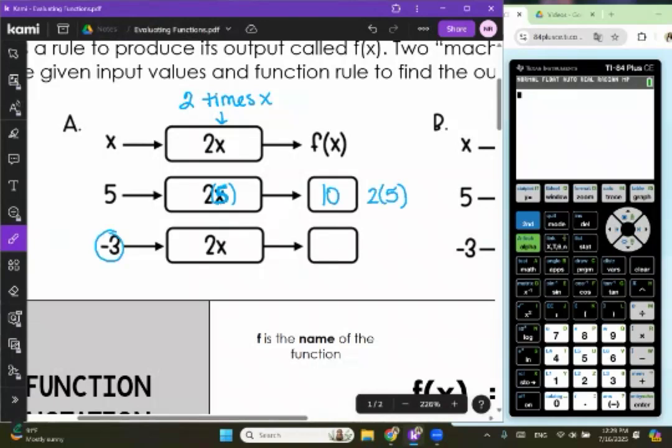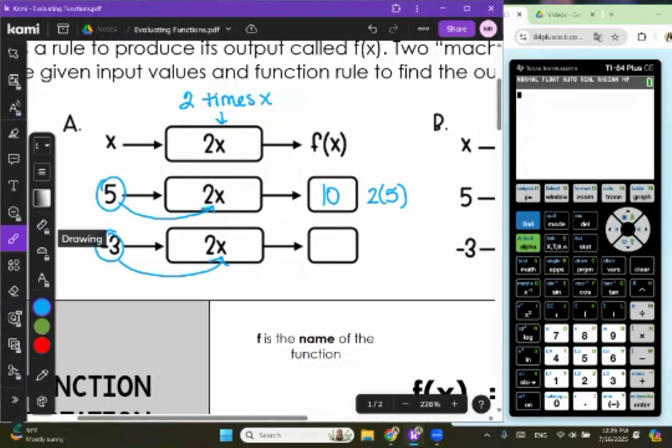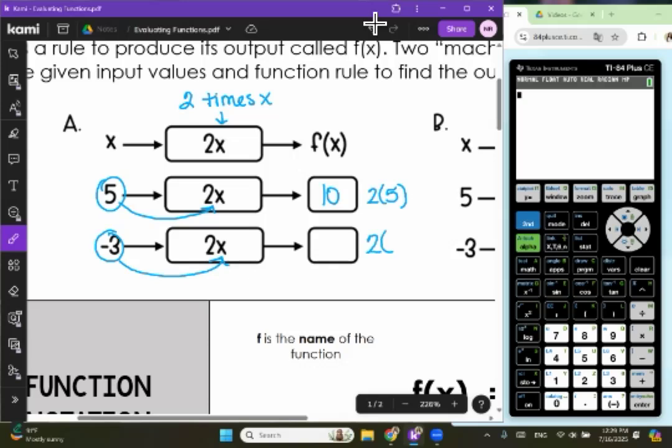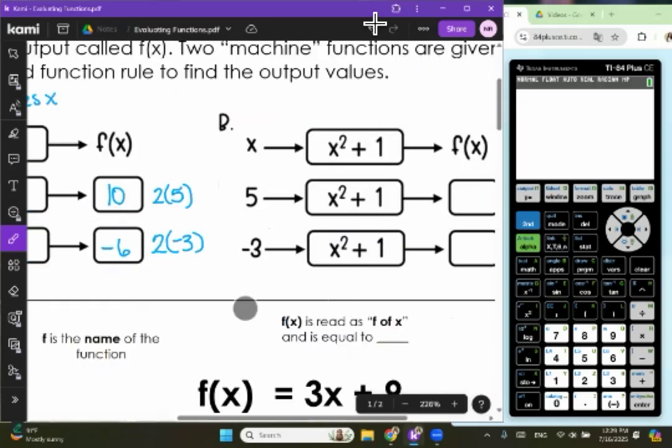Okay. Here they want you to plug in a 5 where the x is. Actually, I'd rather write it that way. They want you to take the 5, plug it in where the x is. So they want you to take a -3, plug it where the x is. Take 2 times -3. 2 times -3, -6. Easy peasy, right?